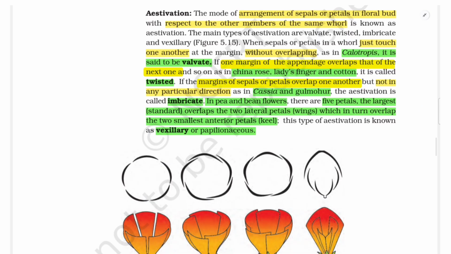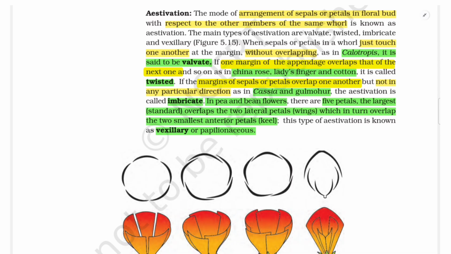Estivation, the mode of arrangement of sepals or petals in floral bud with respect to the other members of the same whorl, is known as estivation. The main types of estivations are valvate, twisted, imbricate, and vexillary, figure 5.15. When sepals or petals in a whorl just touch one another at the margin without overlapping, as in calotropis, it is said to be valvate.